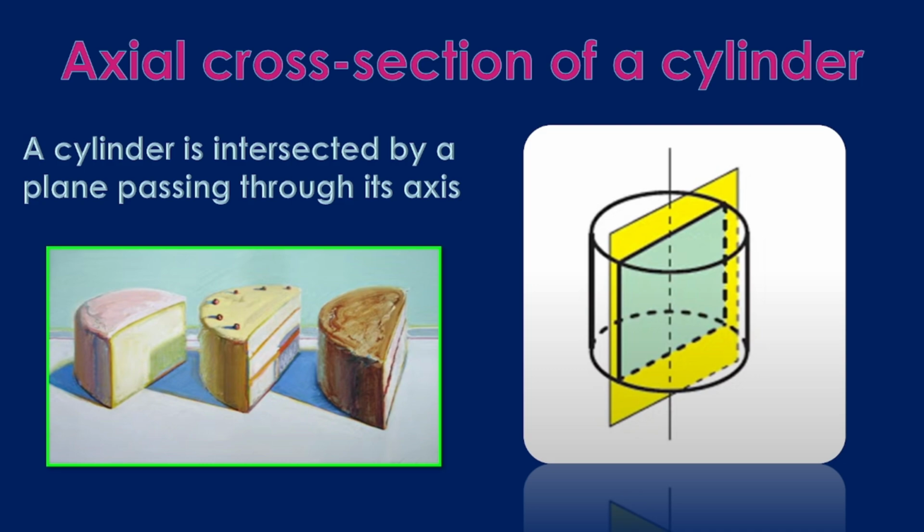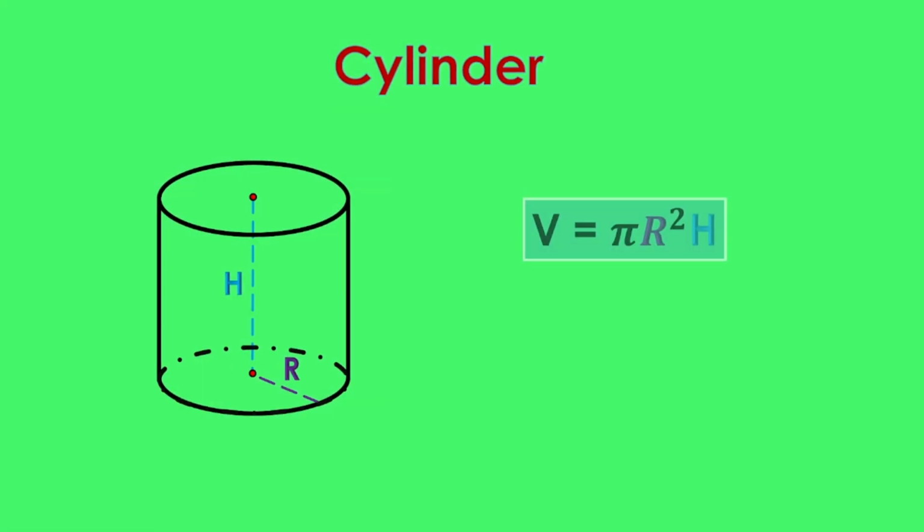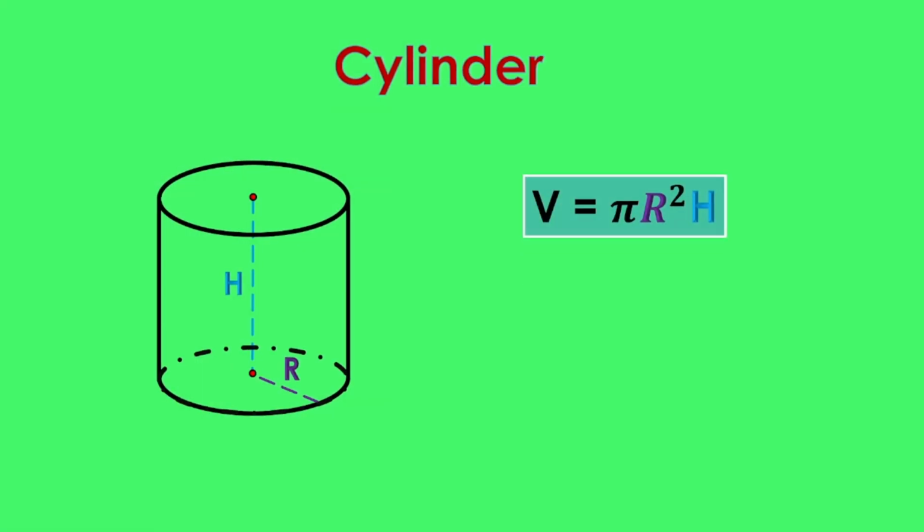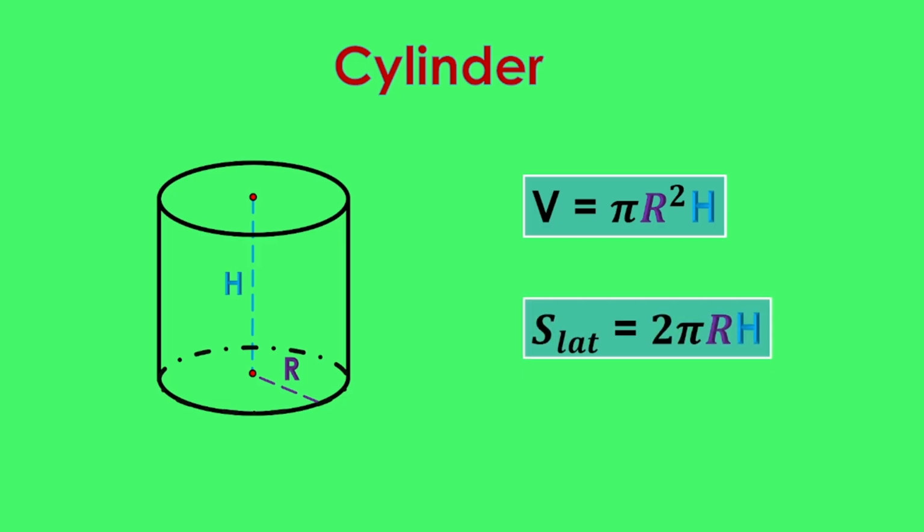Pay attention. The volume of a cylinder is equal to the product of the area of its base and the height. The formula for calculating the volume of a cylinder is V equals pi times r squared times h, where r is the radius of the base of the cylinder and h is the height of the cylinder.